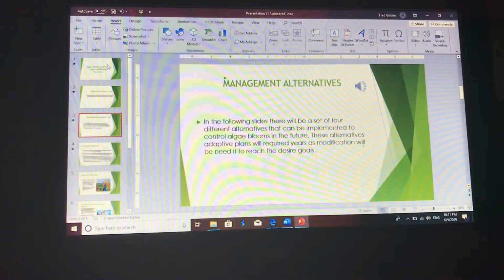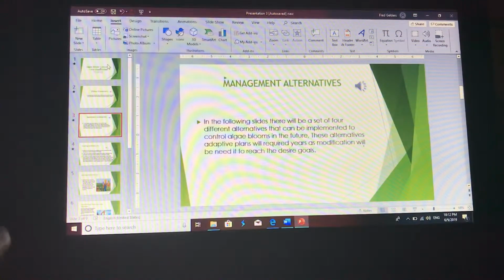Management alternatives. In the following slides, there will be a set of 4 different alternatives that can be implemented to control algae blooms in the future. These alternatives are adaptive plans that will require years, as modifications will be needed to reach the desired goals.